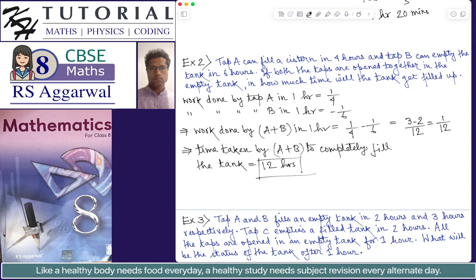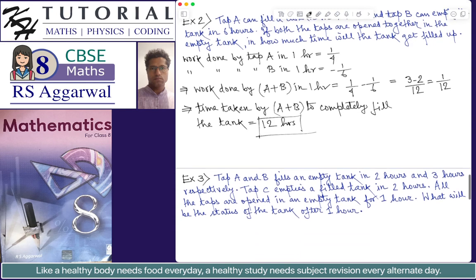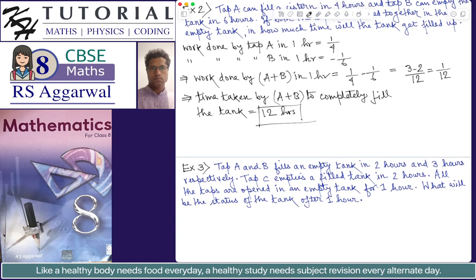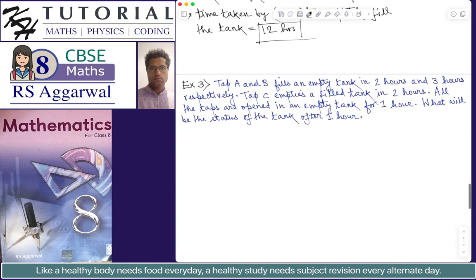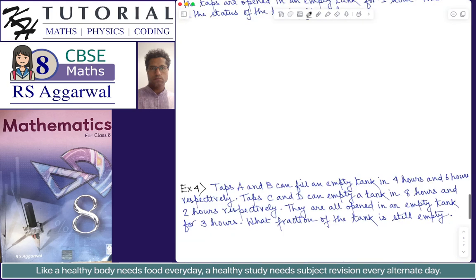Okay. I'll quickly check whether this problem is taken from the book or not, and if my answer is correct or not. 12 hours is the correct answer. So this problem is exactly taken from an example problem from the textbook of author RS Aggarwal. Okay. I think the next problem is also not. The third problem, I think I made this problem myself. Anyway. Oh, okay.